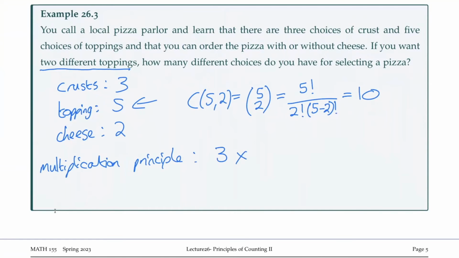when we select 2 different toppings from 5, we have 10 possible combinations. So that's just what we've worked out here. And then we have 2 possibilities for the cheese. So we have 3 times 10 times 2, which is equal to 60. There are 60 different choices that we can have when we select a pizza with 2 different toppings.